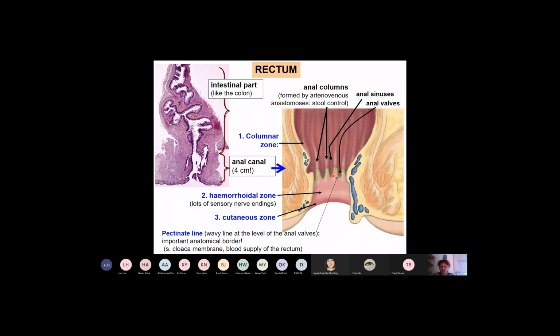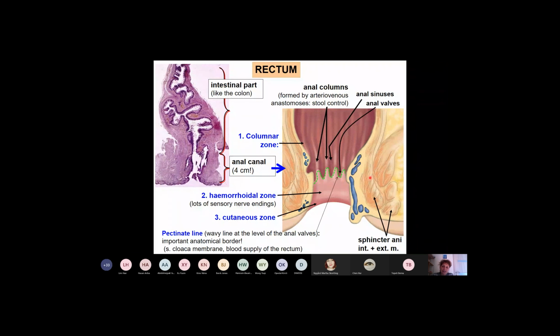Here the cloacal membrane is located during development, so everything which develops above it, so every epithelial structure, is a derivative of the endoderm, and under it of the ectoderm. This is what you have learned in embryology, and anatomically it's also important because the blood supply of the rectum changes here.